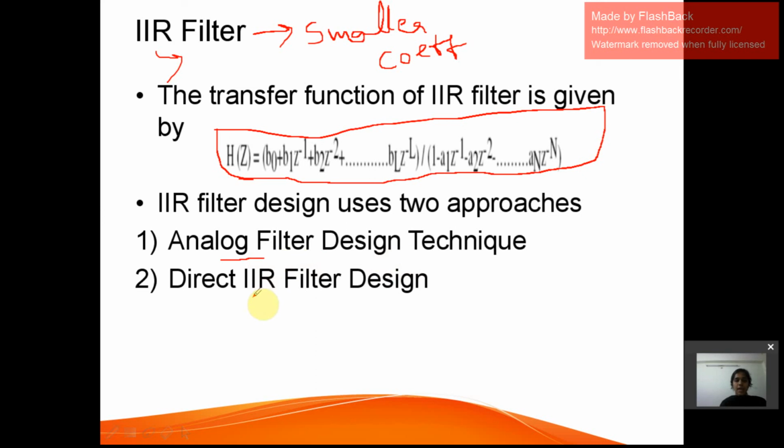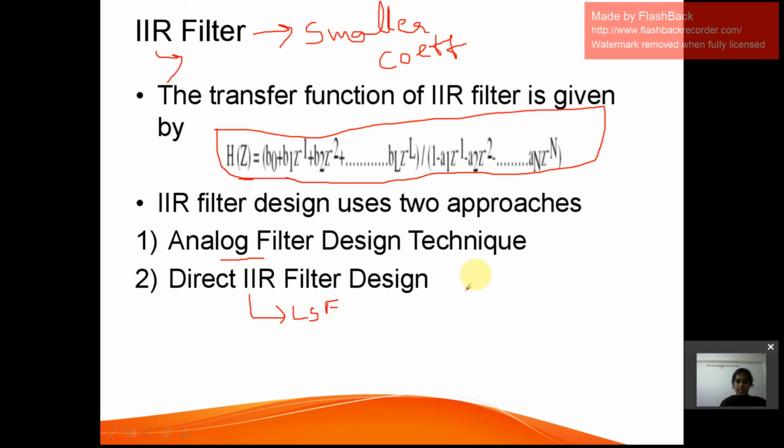Coming to direct IIR filter design, what is it? It just follows the least square fit procedure to get a desired frequency response.